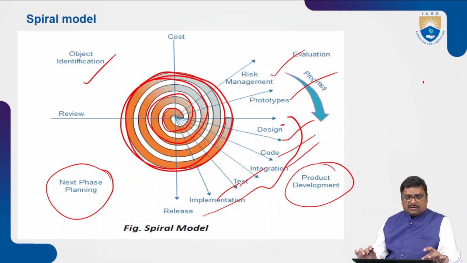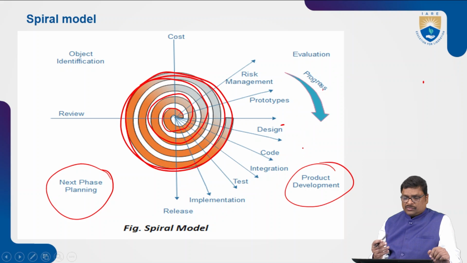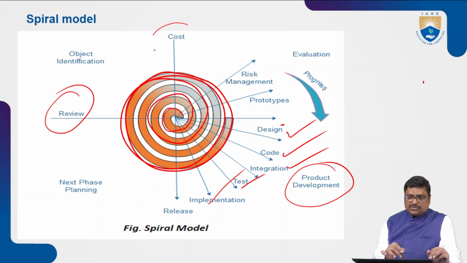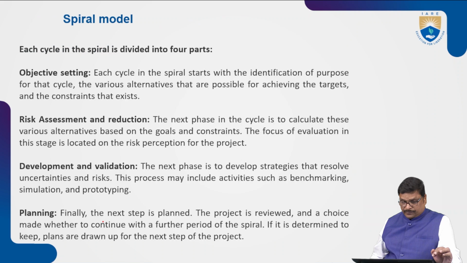First one is objective identification. Then evaluation has to be done; in the evaluation we do the risk management. Prototypes are built. A prototype is nothing but a working model. Then in product development, we do the design, then the coding, then the integration of all the modules, then the testing, then we implement it, right? Then we consider the review, and we do the cost evaluation, and the product is released. That is how it happens.